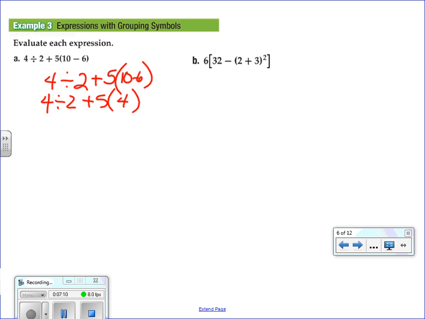Okay. Now I do my divides and multiplies at the same time. 4 divided by 2 is 2 plus 5 times 4 is 20. So my answer here would be 22.